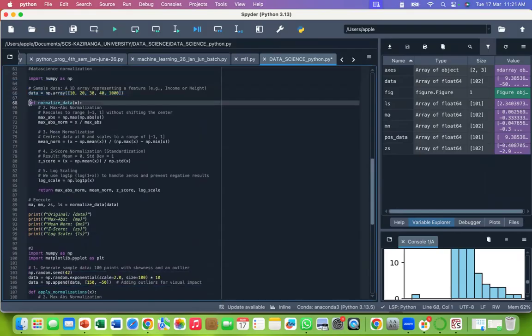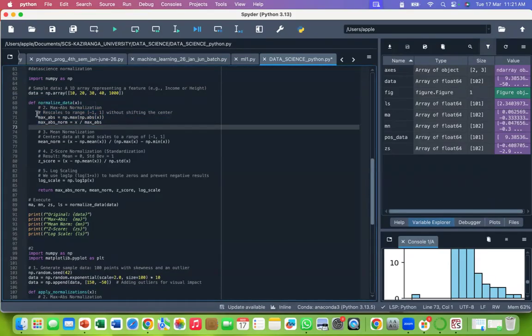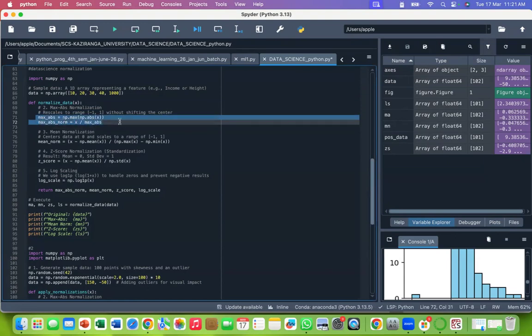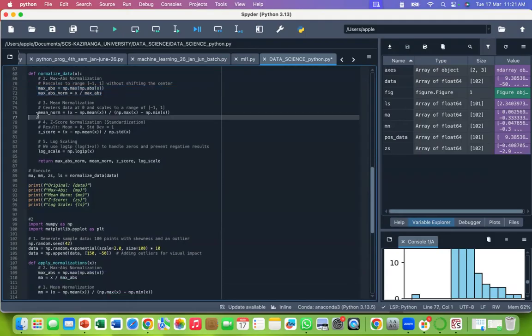Then we have created, what is this? Can you tell me? Yes, you are right. That is a function that we are creating, where we are including max abs normalization, mean normalization, z-score normalization, and log scaling. Okay. And this is the formula of max and mean normalization.